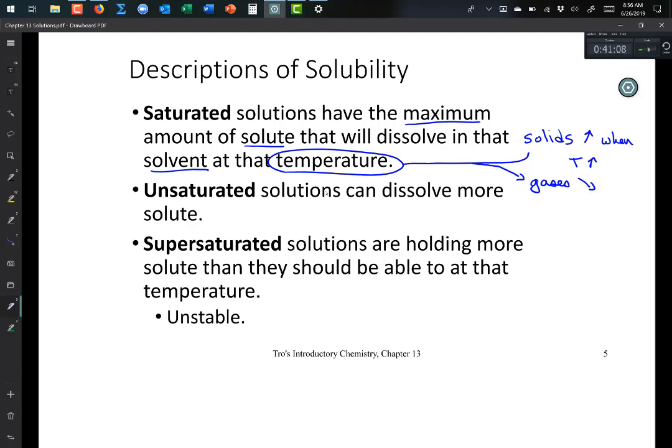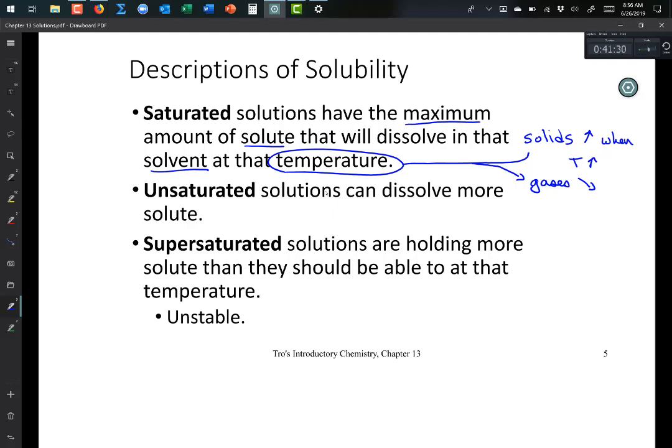So unsaturated and supersaturated, I'll talk about those in a second. But how do you know when you have a saturated solution? What's that? Say it again? There's no clumps or anything. It's almost perfect.